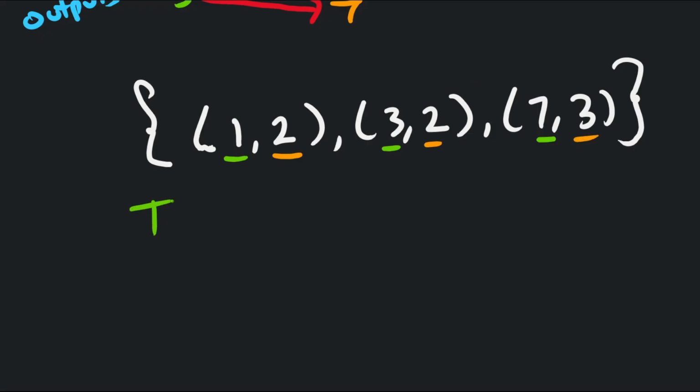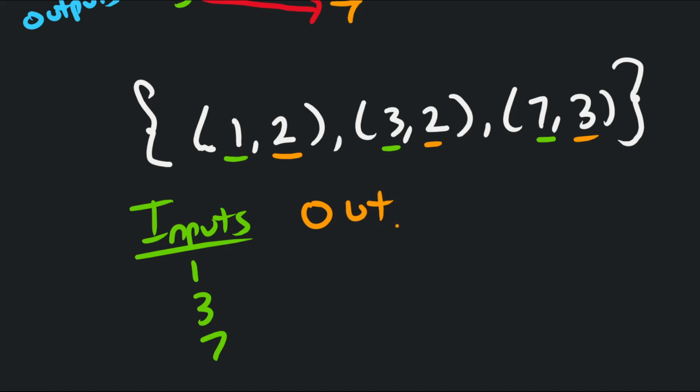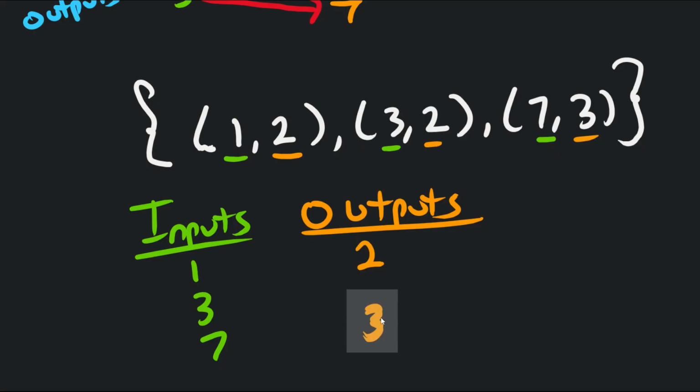So we will write down our inputs, and our inputs are 1, 3, and 7. And we will write down our outputs. Our outputs are 2, 2, and 3. And we have a duplicate, 2 and 2, so we can just combine it to just a single 2.